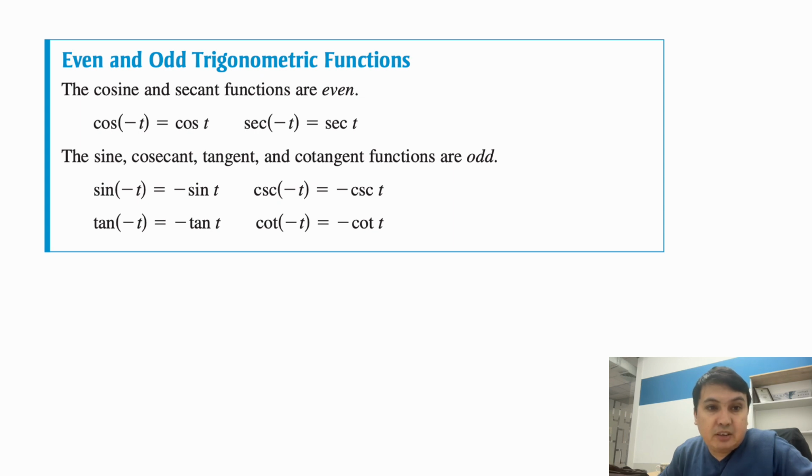Cosine and secant are even functions. If you remember, an even function means if you replace t by minus t, you get the same function again. On the other hand, sine, cosecant, tangent, and cotangent are odd functions. And recall, what is an odd function? An odd function means if you replace t by minus t, you get minus the original function. So here it's minus. Okay?